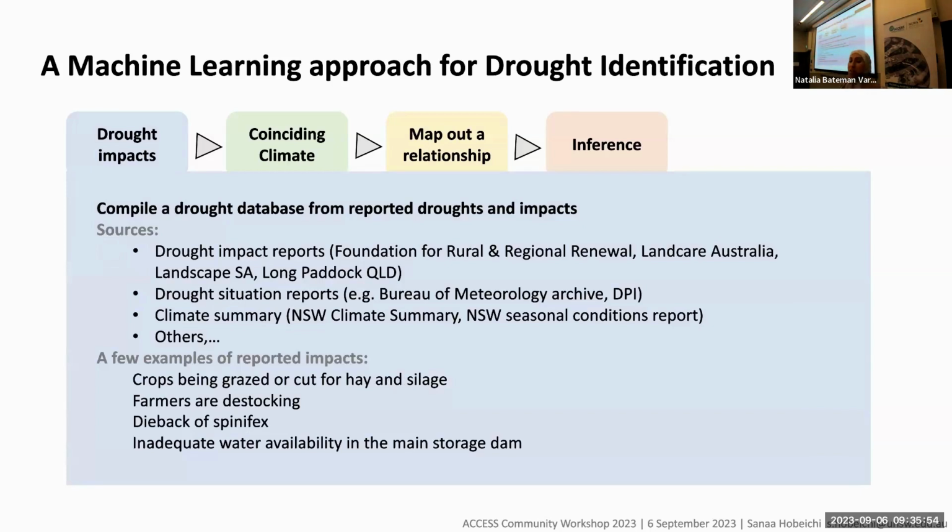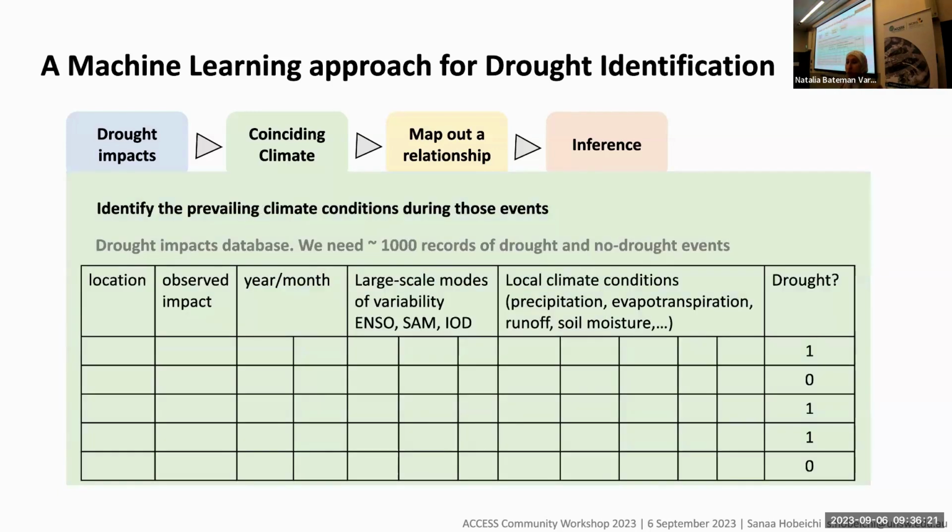So we can find drought impacts in many reports, and we can compile a drought database from the reported impacts in those reports. These include drought impact reports, drought situation reports, climate summaries, and many others. And there's a whole lot of reported impacts that we can find in these reports. And those impacts will give us the time when a drought happened and the location. So next, we can identify the prevailing climate conditions during those events. And we can build a database similar to this one.